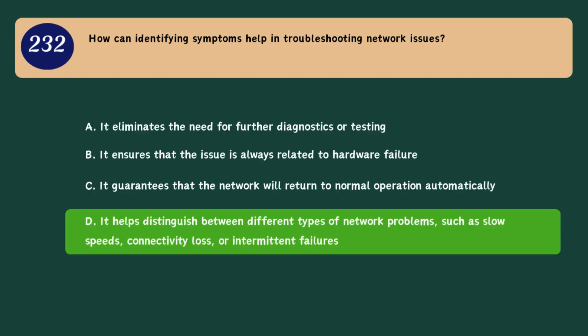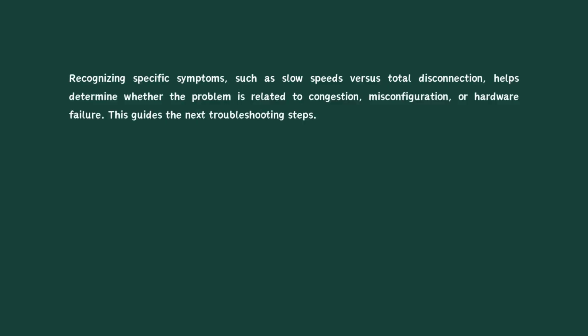Correct answer: D. It helps distinguish between different types of network problems, such as slow speeds, connectivity loss, or intermittent failures. Recognizing specific symptoms, such as slow speeds versus total disconnection, helps determine whether the problem is related to congestion, misconfiguration, or hardware failure. This guides the next troubleshooting steps.